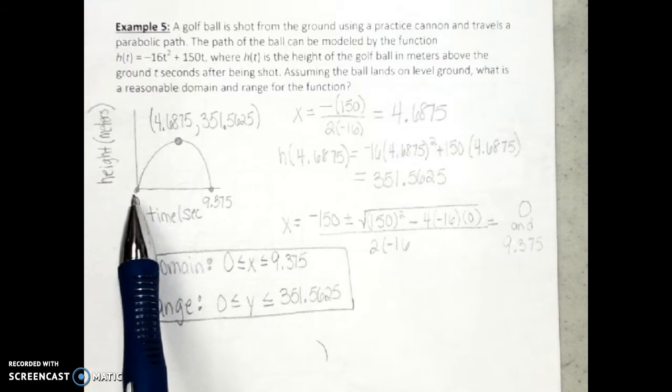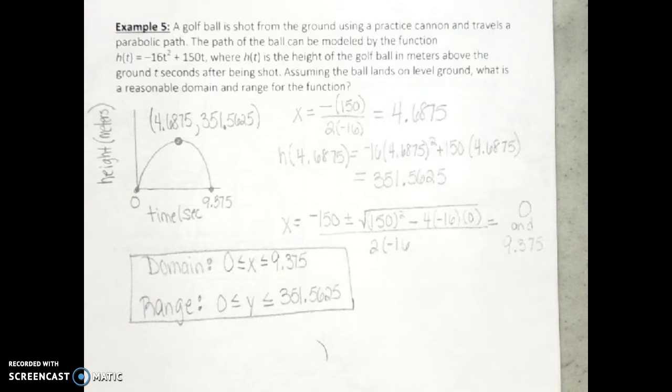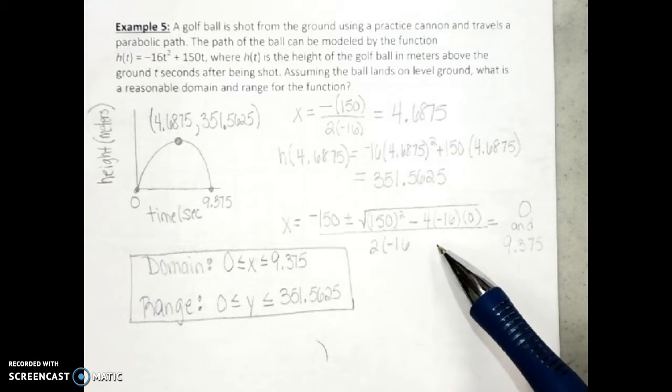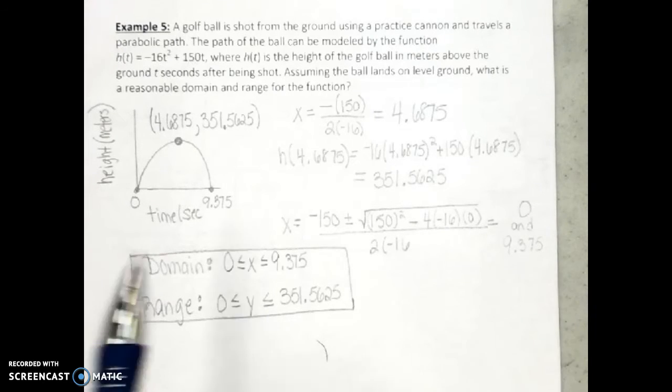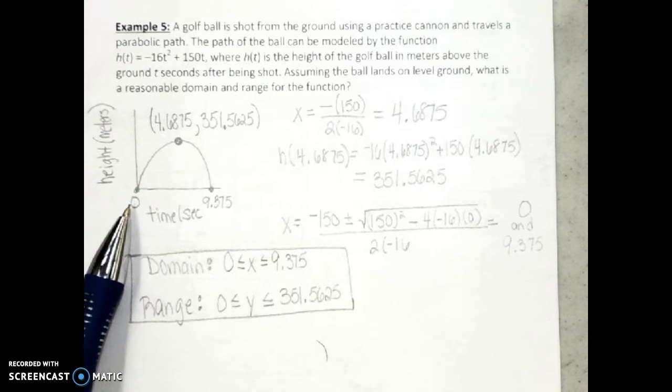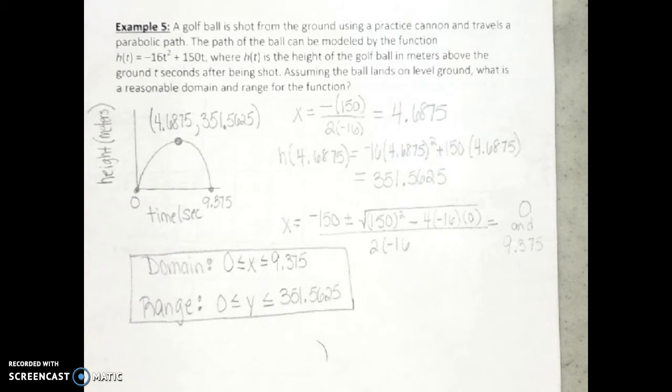So now I need to know the domain. I need to know what is the lowest x and the highest x. These are called my x-intercepts. They're called the solutions, the roots, the zeros. If I need to solve, I have to do either the quadratic formula, factoring, or completing the square. I chose the quadratic formula. And when I worked this out, I got 2 answers, 0 and 9.375. That means at 0 seconds it's on the ground because I haven't hit the ball yet. At 9.375, the ball has returned to the ground, which gave me a domain of 0 less than or equal to x less than or equal to 9.375.